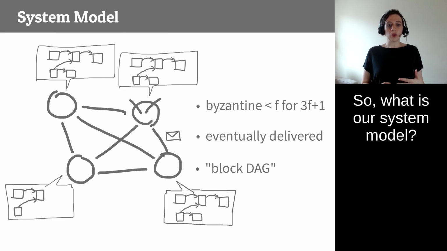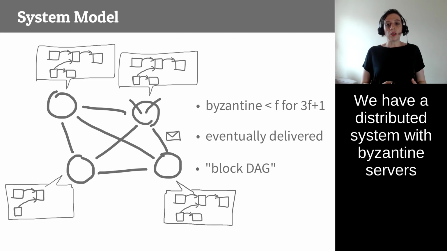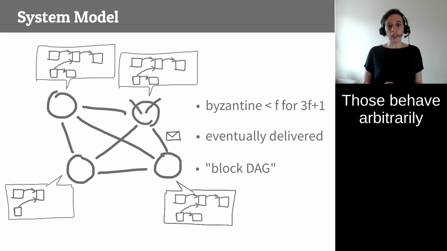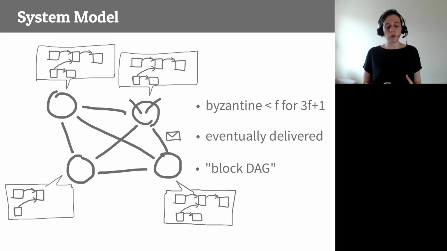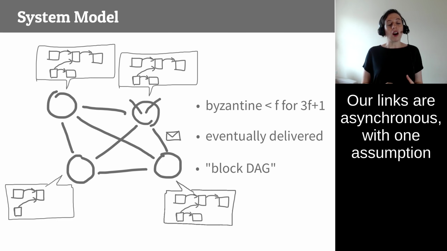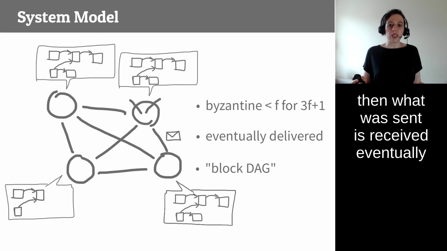So what is our system model? We have a distributed system with Byzantine servers. Those behave arbitrarily. Then we have the familiar constraint of 3f plus 1 servers to tolerate at most f Byzantine ones. Our links are asynchronous with one assumption: if a correct server sends something to another correct server, then what was sent is received eventually.